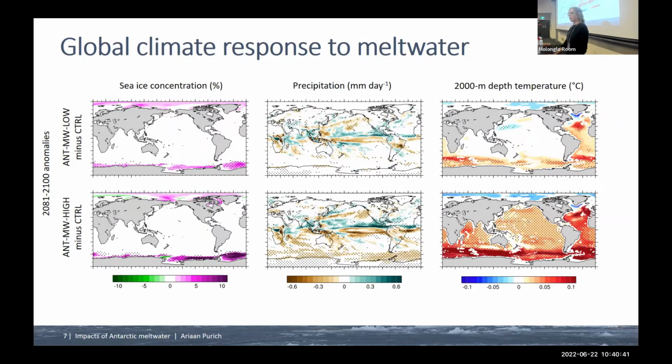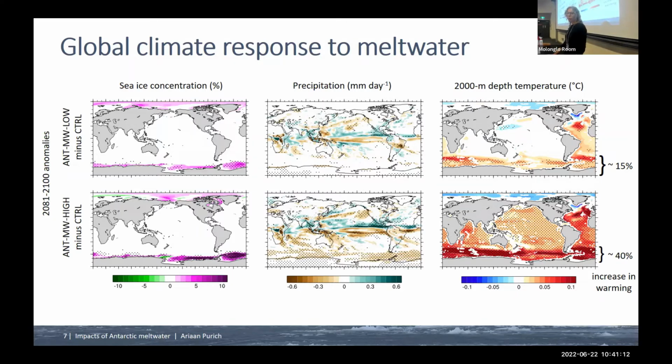And finally, if we look at 2,000 metre temperature anomalies at the end of the 21st century, along with the surface cooling, we have a subsurface warming in response to the surface freshening. In our meltwater low ensemble, the warming of the Southern Ocean is 15% above that projected by global warming alone at the end of the 21st century. In our meltwater high ensemble, we're finding a 40% increase in warming above that projected by global warming at the end of the 21st century. So this is really substantial.